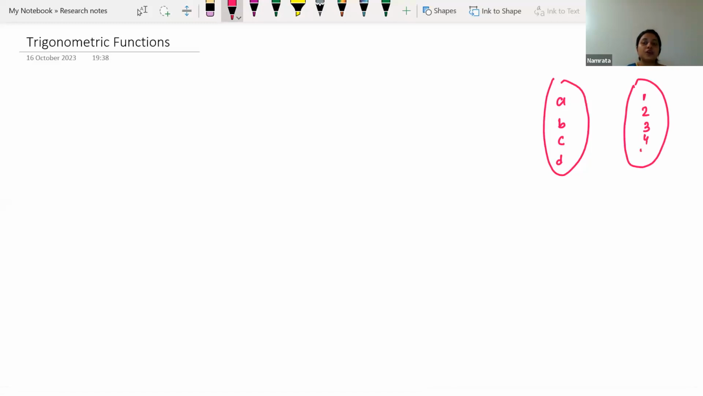1, 2, 3, 4, 5. So A is going to 1 and B is also going to 1. That is allowed, but A having two different images is not allowed, right?